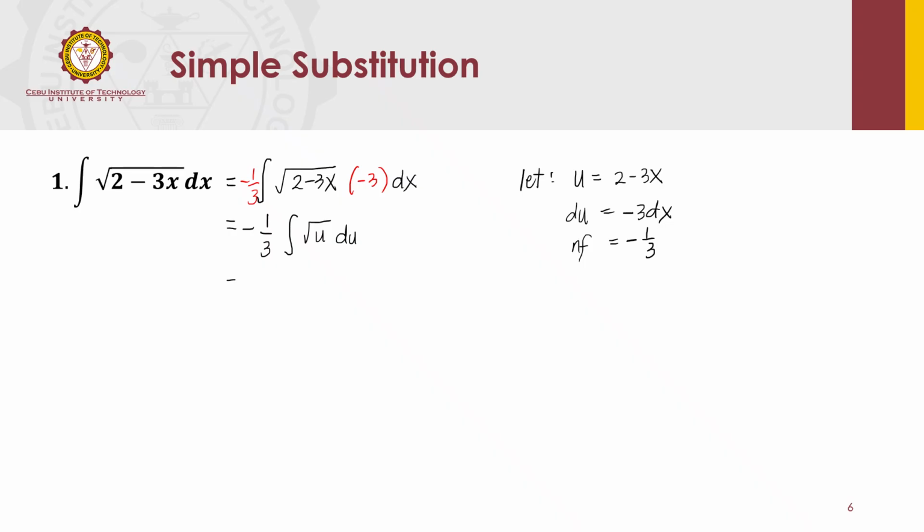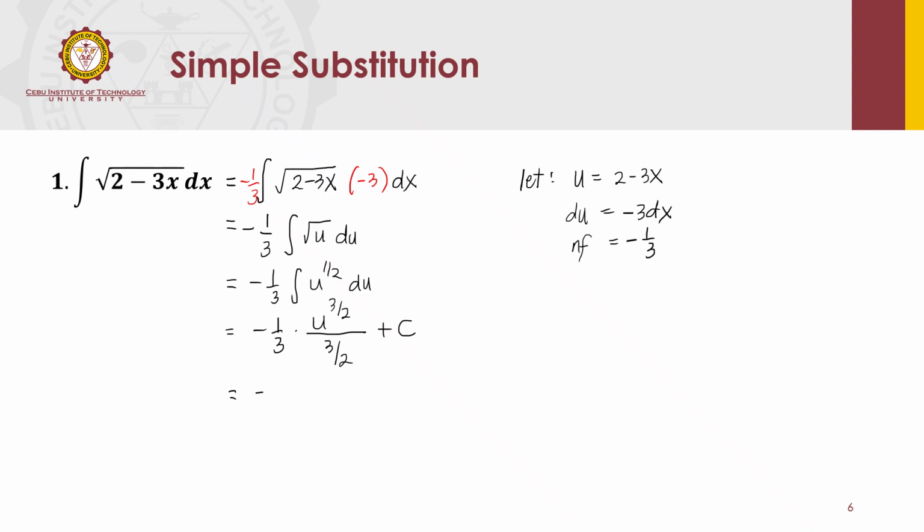So we transform this radical into u to the power of n, so that we can use the power rule. It's u to the power of 1/2, and using the power rule, we have u to the power of 1/2 plus 1, or 3/2. So we divide this by 3/2. And this is an indefinite integral, so we put plus c.